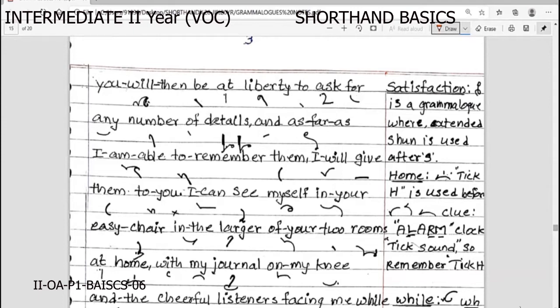For, F above the line. Any, N above the line. Number, but on the line. Of number is but through the line. Number. I said earlier, whenever in the Grammalogues a vowel or U is coming in the spelling, those particular Grammalogues will be written through the line. So number you remember just like that. And bar is through the line.